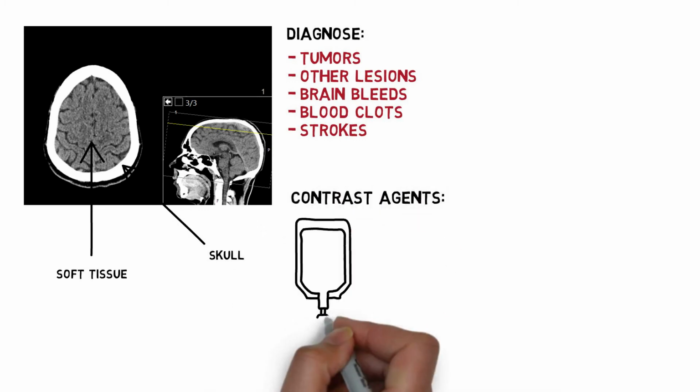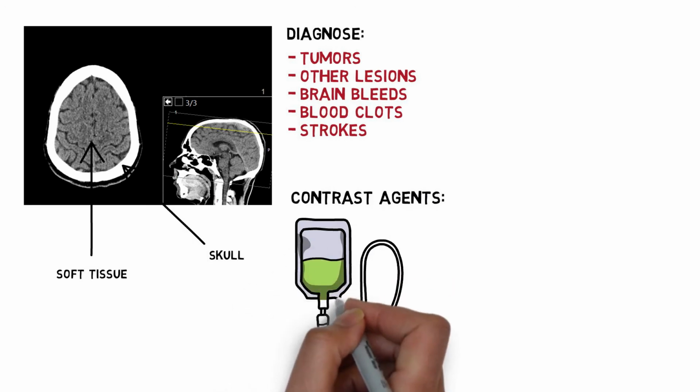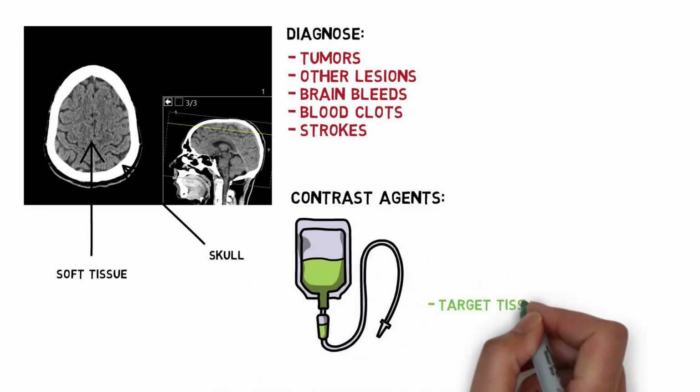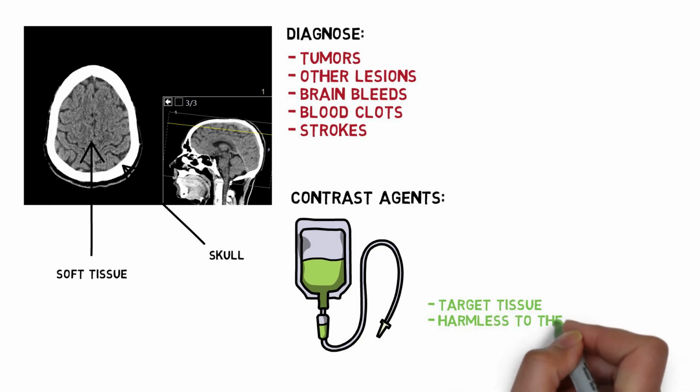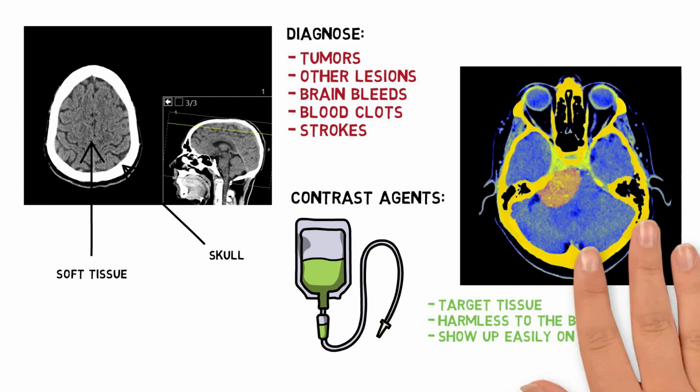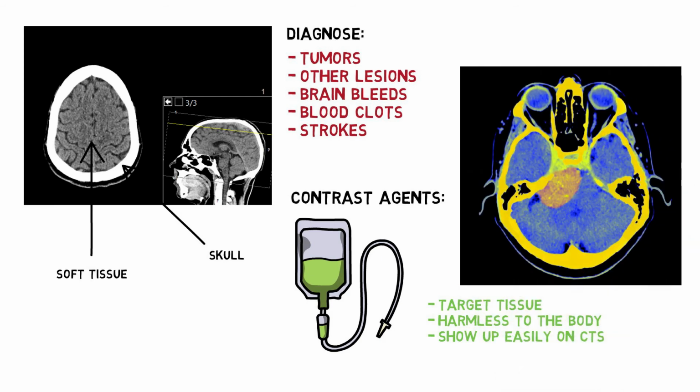An intravenous contrast agent can be injected into patients. These agents have been engineered to target certain types of tissue, are harmless to the body, and show up easily on CT scans. The contrast seen in the image can help doctors diagnose different abnormalities and their borders within healthy tissues.